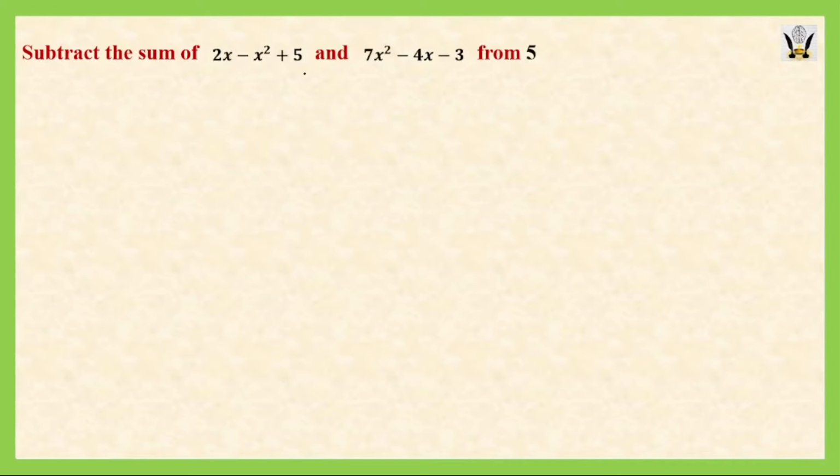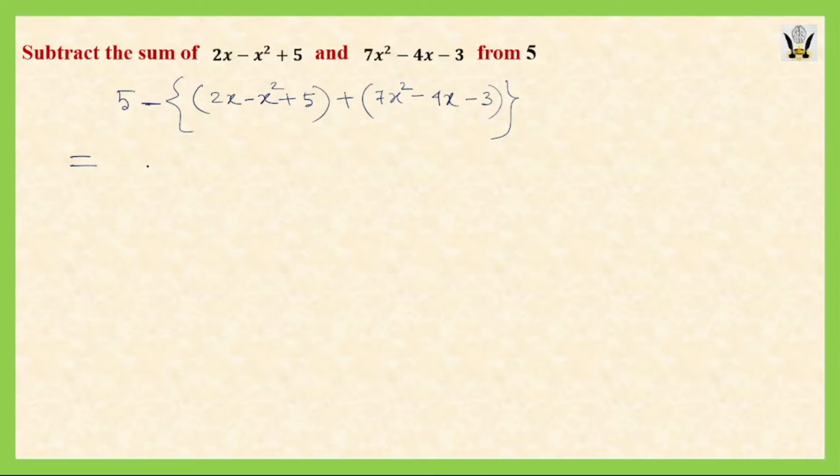Next we will subtract the result of addition of these two algebraic expressions from 5. Since we have already simplified many problem sums based on addition and subtraction of algebraic expressions, this one looks simple to us. 5, then from that we will be subtracting this result of addition. So here we have one x term, then x square, and we have a constant. Accordingly we will combine them.